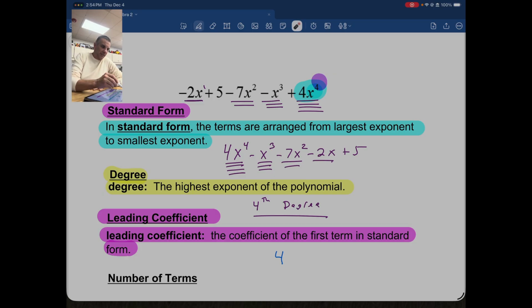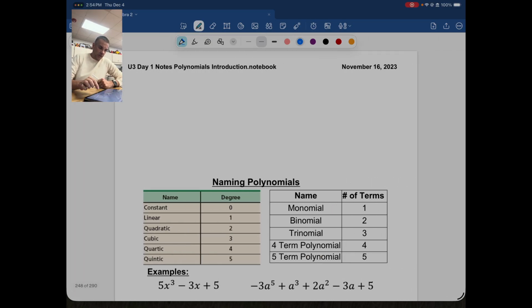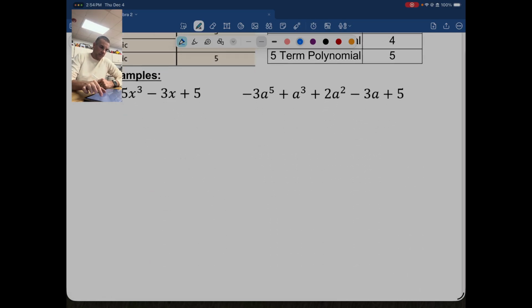And then I talked about this in the first slide. The number of terms, it's exactly what it is. It's how many terms does it have. If we look at this one, we count the terms, whether it's in standard form or not in standard form, it doesn't really matter. It has 5 terms. Okay. And we're going to put names to this by degree and by number of terms here in just a little bit. But we want to be able to do all of these things with any polynomial that we're given. We want to be able to put it in standard form, name the degree, what's the leading coefficient, and how many terms does it have. So let's look at a couple of examples, and then we'll talk about naming them.